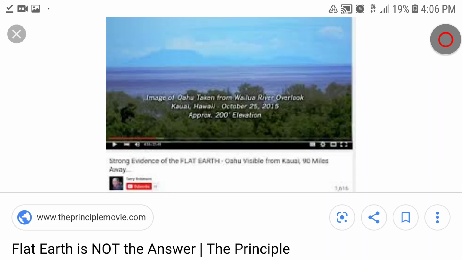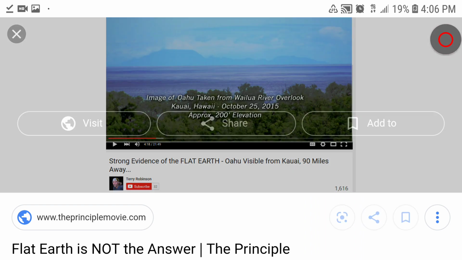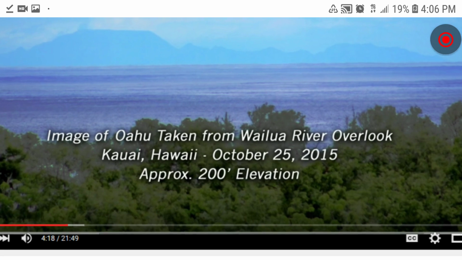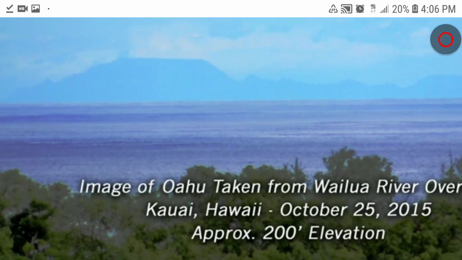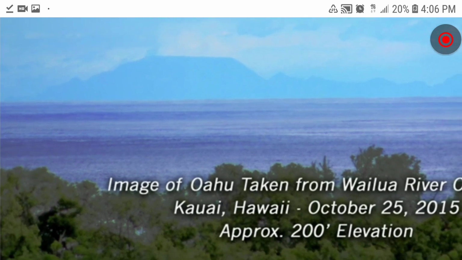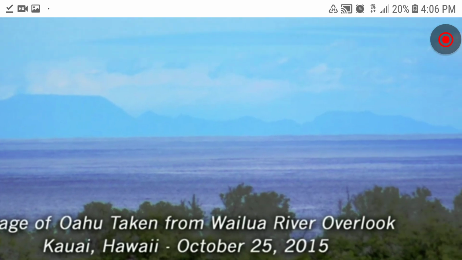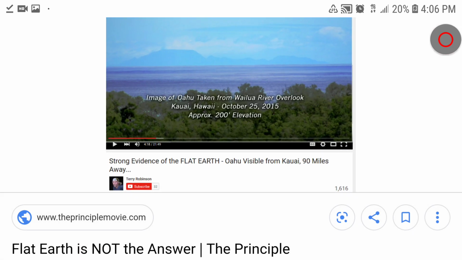Oh, here we go. Taken from Wailua. Okay, there we go. Wailua River Overlook. That's the one I was talking about. See, these are overcast days, and you just can't see much through that at all. But we can see the whole entire island. That's everything, and it's supposed to be 500 feet below. Like the top of that is supposed to be 500 feet lower than the horizon. We shouldn't see that at all.